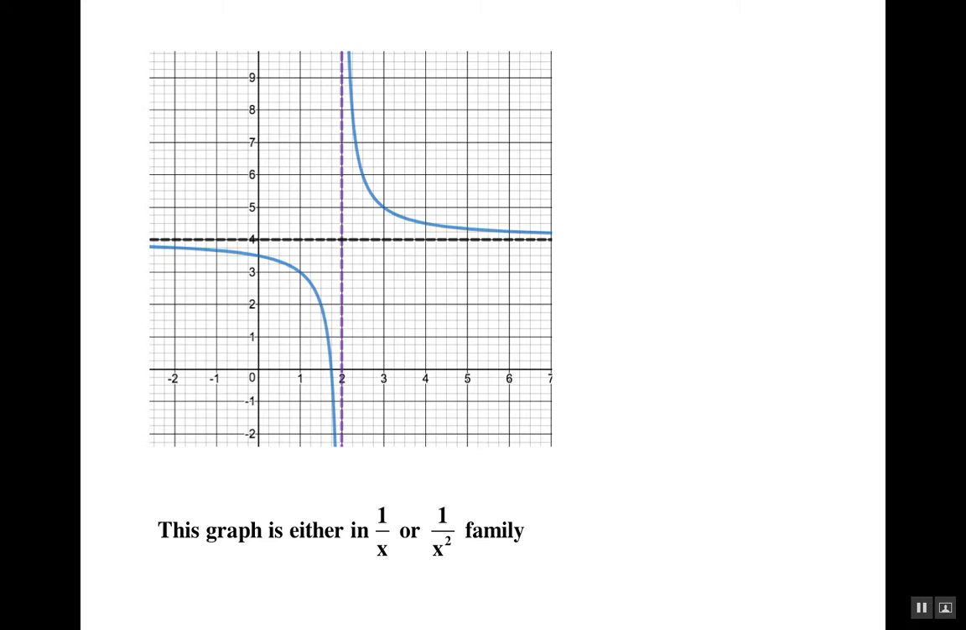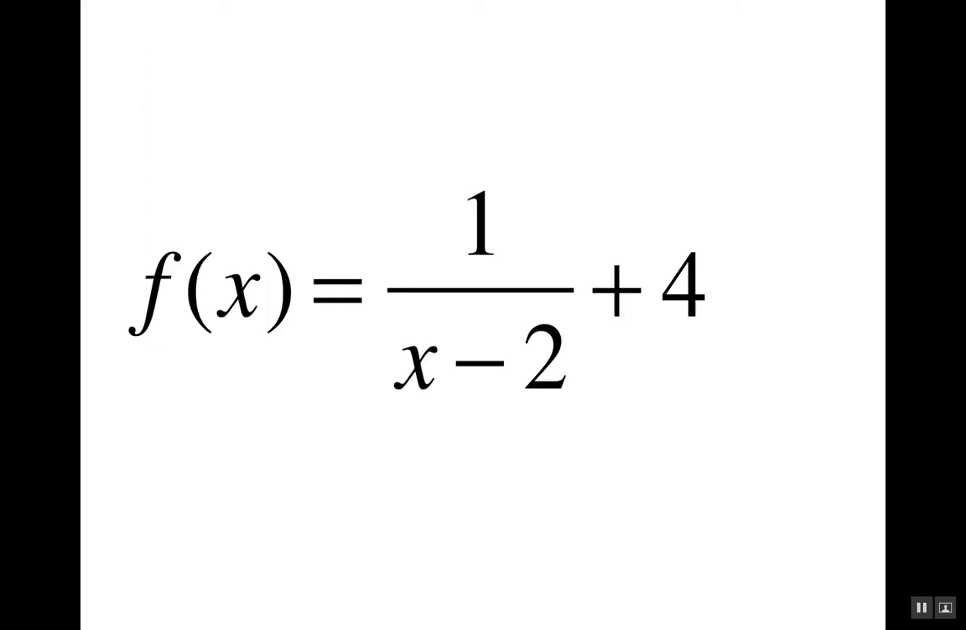This rational function is in the 1 over x family. It has been displaced 2 units to the right and 4 units up. 2 units to the right, subtract 2. 4 units up, add 4.